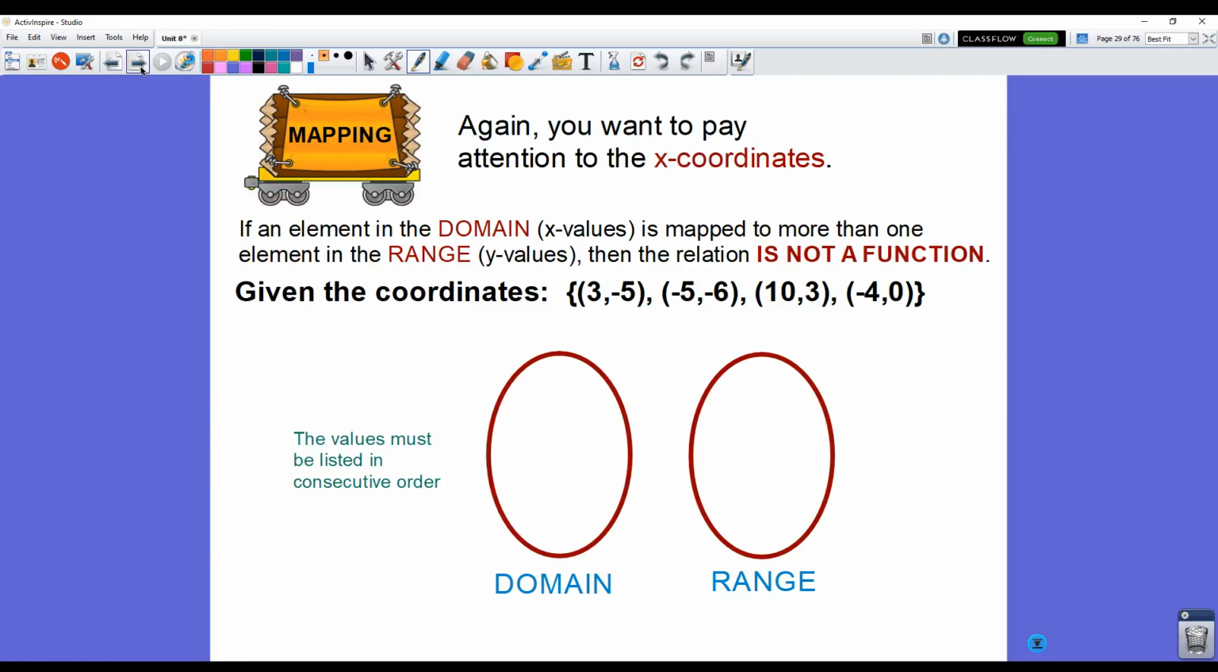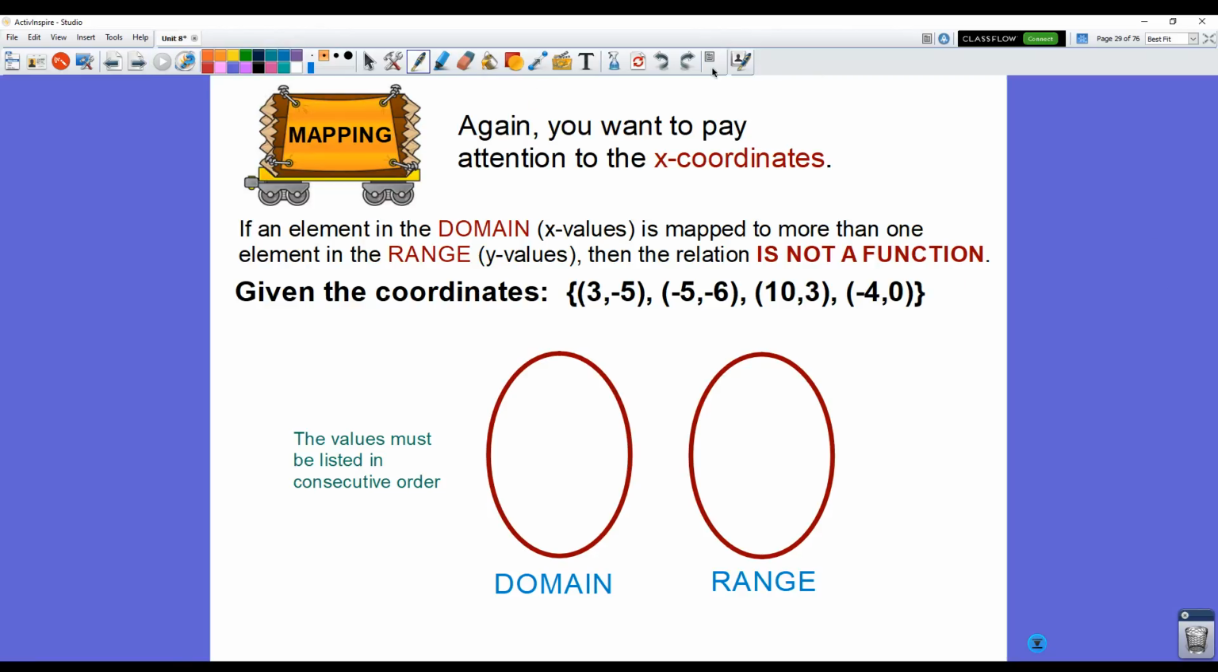All right, now let's talk about a mapping situation. Again, we also want to pay attention to these x values. If an element in the domain is mapped more than once to one element in the range, the situation is not a function. Your x values, again, cannot repeat.